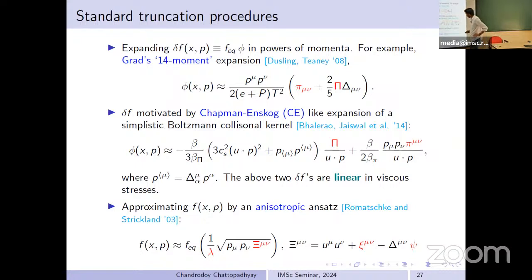Right. And for purposes of heavy ion collisions, there is another approximation where basically it's postulated that let the distribution function be of a certain form, which can take care of large anisotropies in momentum at early times. Again, this is just a postulate. There is no basis per se behind this.